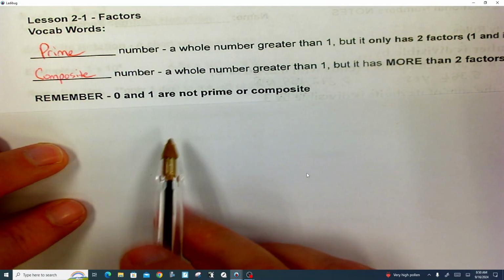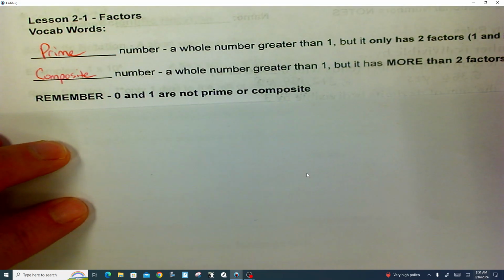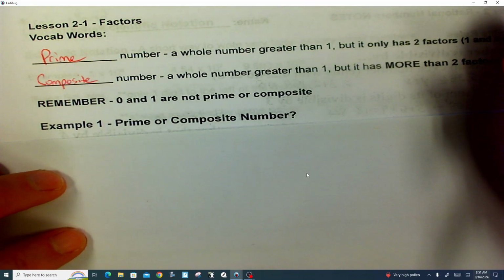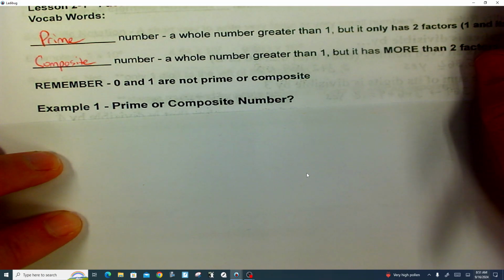Don't worry, we're going to be going over it. Here's another thing I just want you to know. 0 and 1 are not prime and they're not composite. They're just kind of there. Okay? It's neither. All right? So let's go on down to this one.